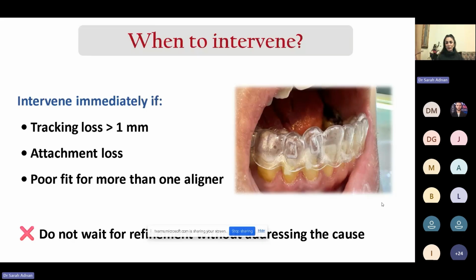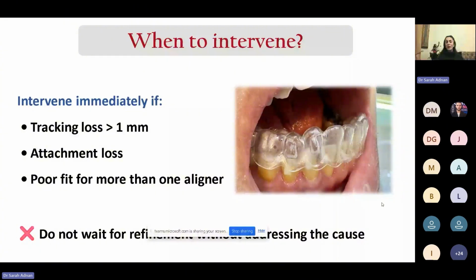You should not wait for refinement. Whenever you have an issue, especially an early or middle treatment issue, we ask the company, please do a refinement, there is an issue in the treatment. No, asking for a refinement when there is a problem in the case is just repetition of the same error. You should correct the cause. We should address the cause, then we ask for a refinement.